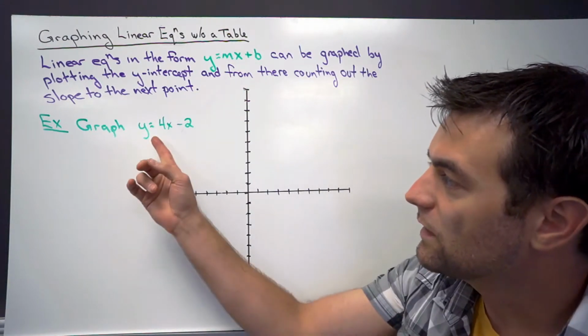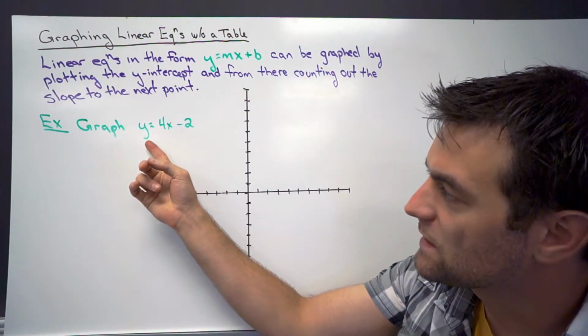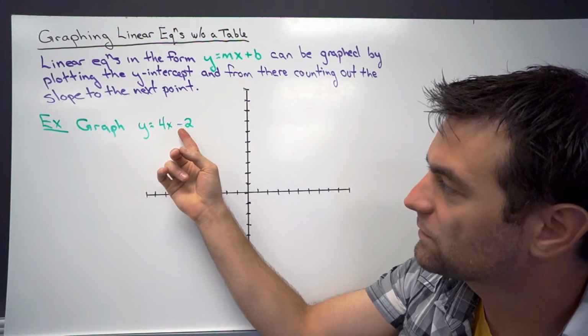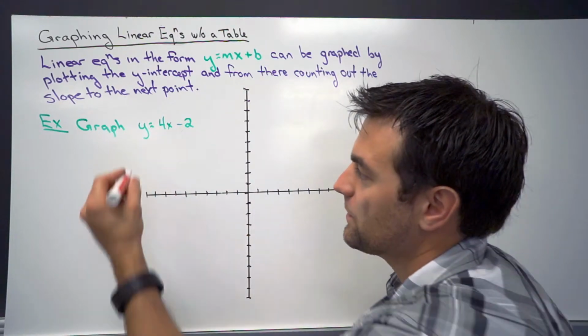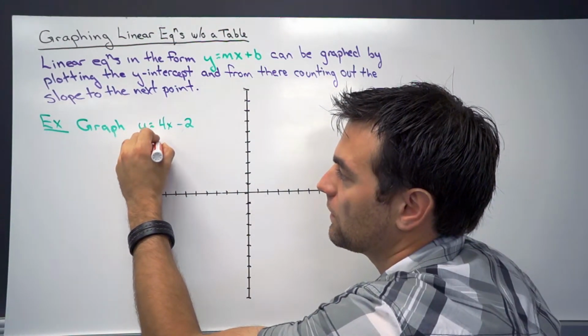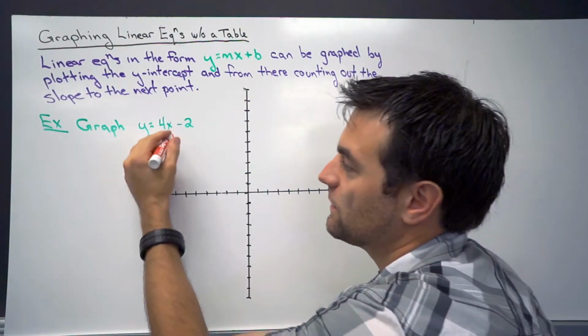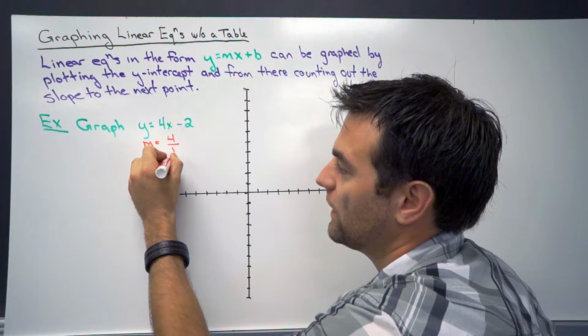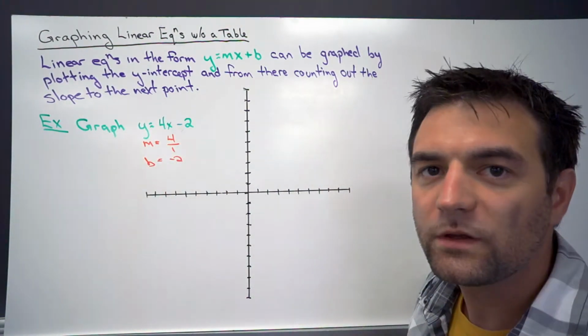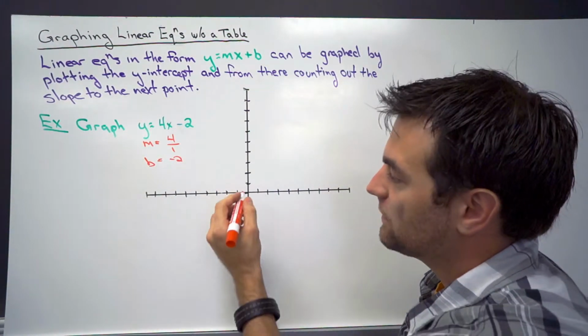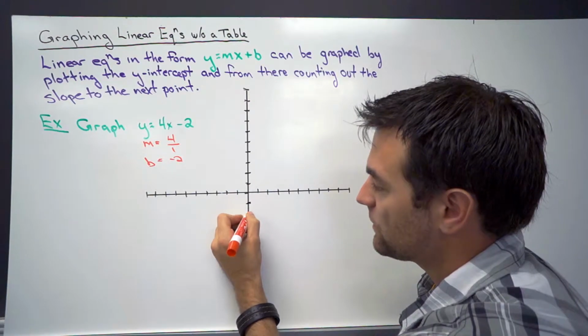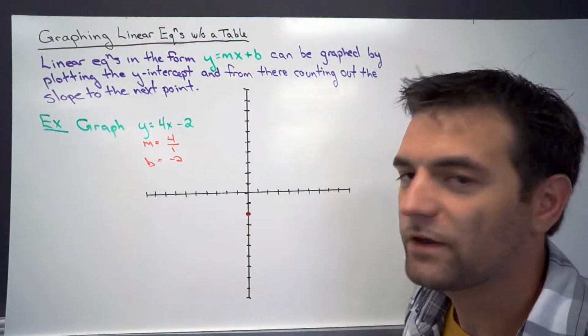So if we have an example like this where we say graph y equals 4x minus 2, remember the slope is 4 over 1, and the minus 2 is our y-intercept. So what we can do with those two values is plot them. So I go down to minus 2 on the graph, and I put a point for my y-intercept.